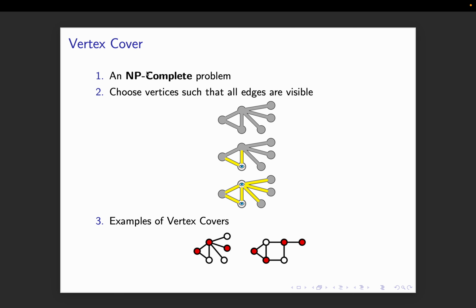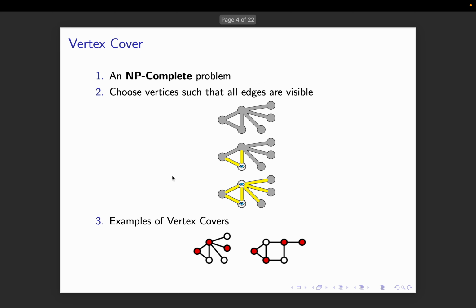So let's talk about vertex cover, an NP complete problem. So let's say I'm given a graph. Choose vertices such that all edges are visible if you stand on those vertices. So let's say in this graph, if I choose these 2 vertices where the eyes are, I'll be able to see each and every edge standing on this vertex, right? An example of vertex covers, as you can see here, you can choose these 3 vertices and all of the edges will be visible. Similarly, you can choose these 4 vertices and all of the edges will be visible. If you were a lighthouse on these vertices, all of the roads will be illuminated, so to speak.